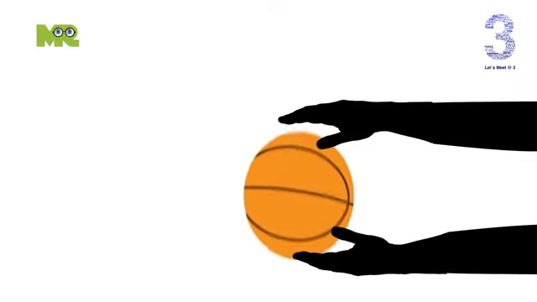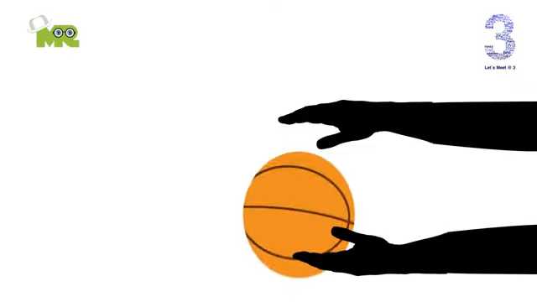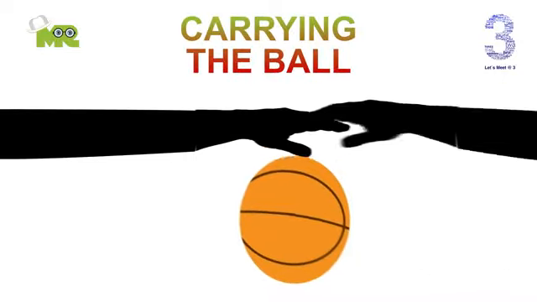Carrying the ball. The player's hand must be on top of the ball while dribbling. If they touch the bottom of the ball while dribbling and continue to dribble, this is called carrying the ball, and the player will lose the ball to the other team.